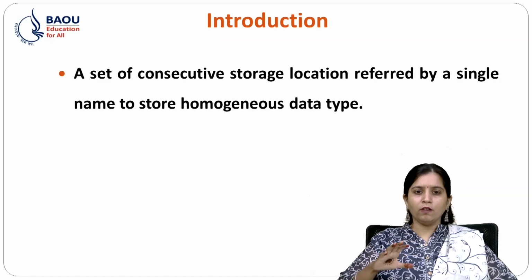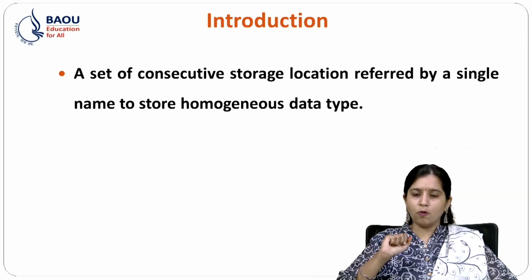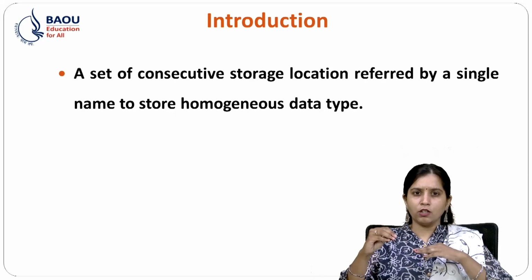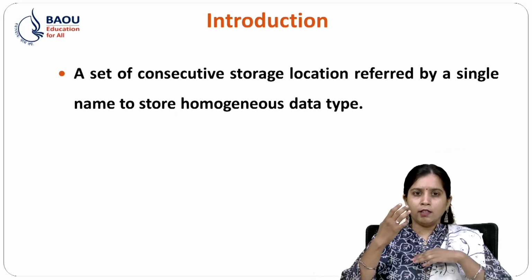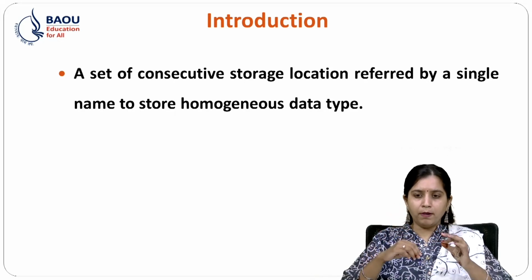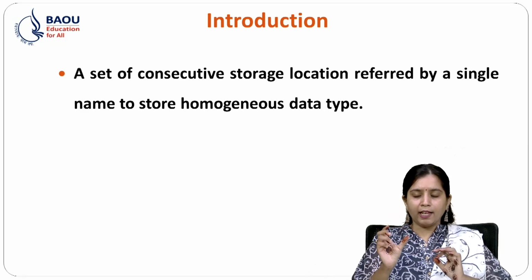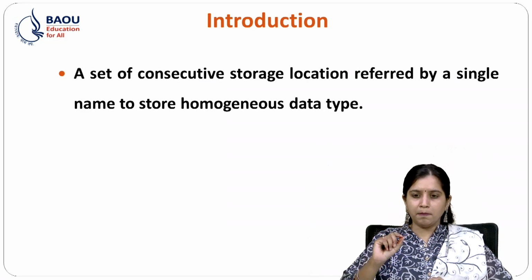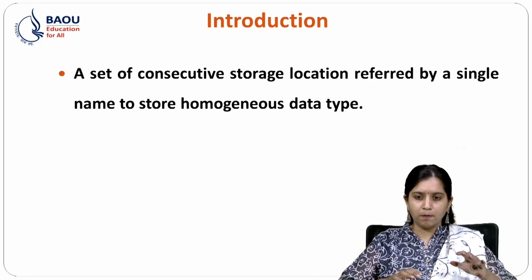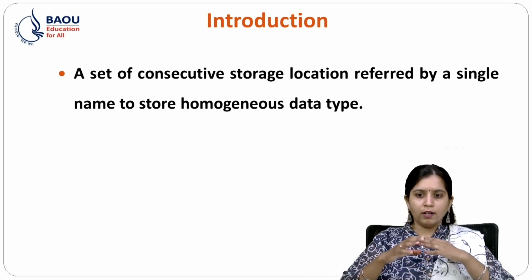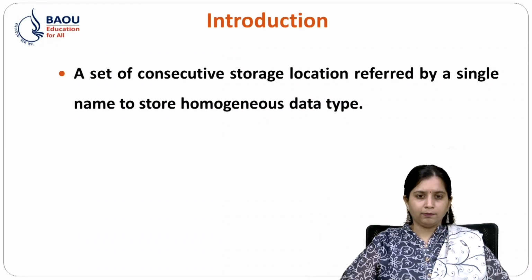An array is a consecutive storage location referred to by a single name to store homogeneous data. In simple terms, an array is a fixed-size sequenced collection of elements of the same data type. It is simply a grouping of like-type data. In its simplest form, an array can be used to represent a list of numbers or a list of names. So let's see it in detail.